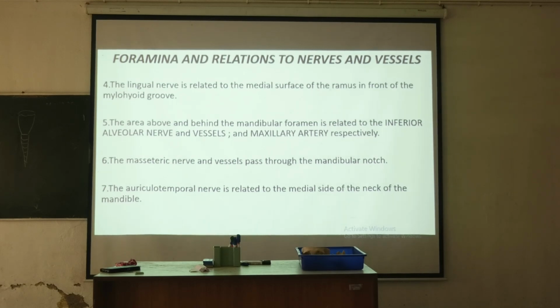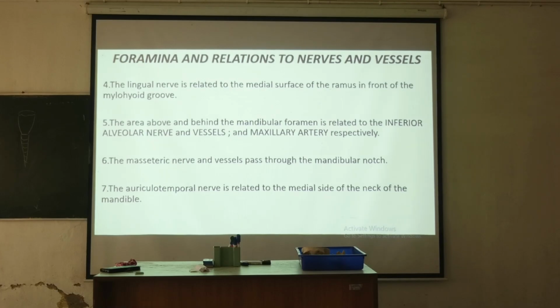Inferior alveolar nerve entering into the mandibular foramen. Through the mental foramen come out the mental nerve and vessels. Okay, and near the neck, other nerves are related. In the mandibular notch, masseteric nerve and vessels are passing, and near the neck, the lingual nerve is related, and another is the auriculotemporal nerve, that is also related to the mandible. The lingual nerve is related to the medial surface of the ramus in front of the mylohyoid groove, and the area above and behind the mandibular foramen is related to the inferior alveolar nerve and vessels and maxillary artery respectively. The masseteric nerve and vessels pass through the mandibular notch, and the auriculotemporal nerve is related to the medial side of the neck of the mandible.